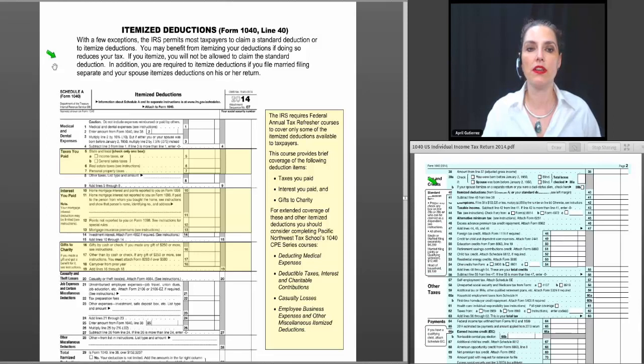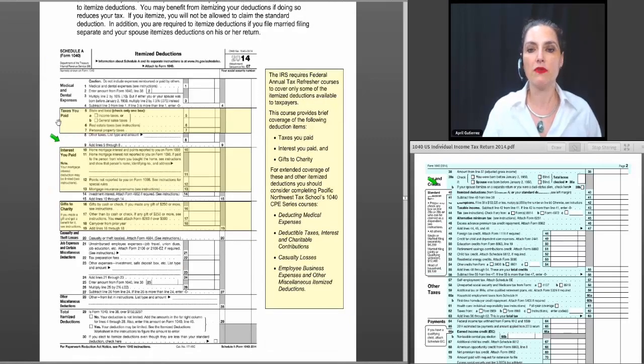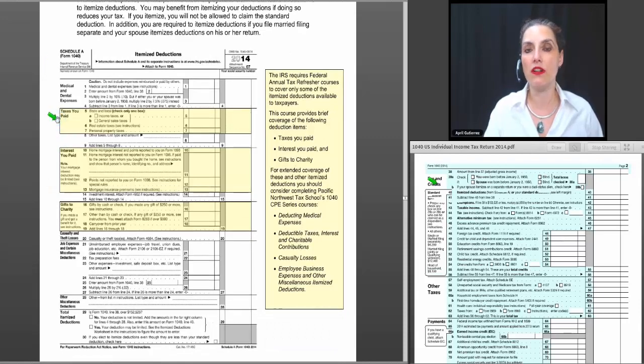In addition, you may be required to itemize deductions if you are filing separately from your spouse and your spouse itemizes on his or her return. Now, the IRS Federal Tax Refresher course does not require that we cover all elements of Schedule A. They specifically require only the highlighted areas. And so those are the areas we're going to cover today, including taxes you paid, interest you paid, and gifts to charity. The other items shown on Schedule A are not covered.